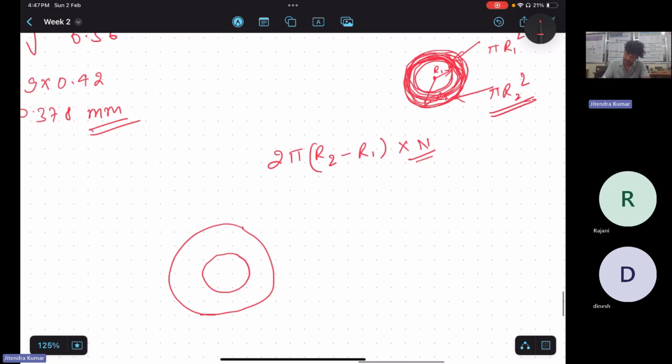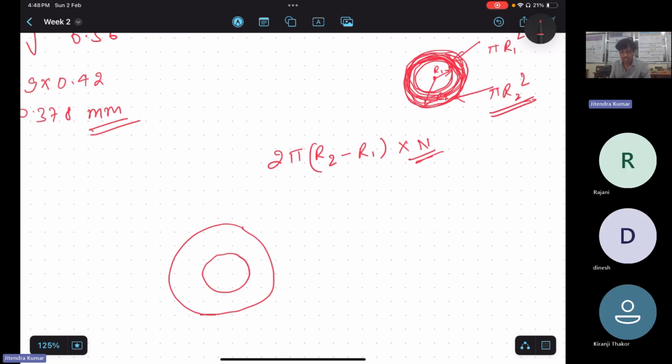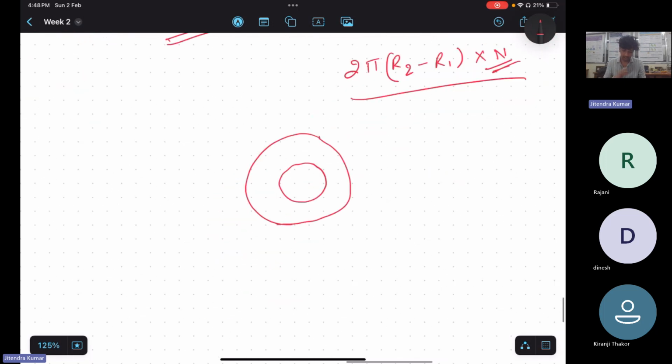R2 minus R1 into N. Yeah, that seems to be a reasonable approach. You solve by both the methods, and please let me know how much difference you are getting. I'll also try to solve on my side. Or have you solved this part already, Dinesh? I will do that. So that we can discuss, and it should be close, if not much different. But still, please let me know in the next lecture.